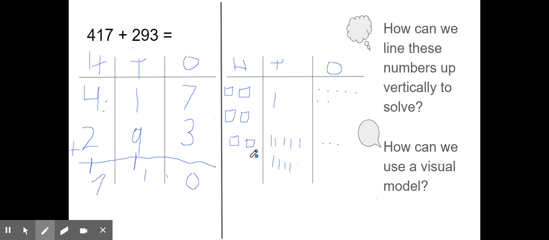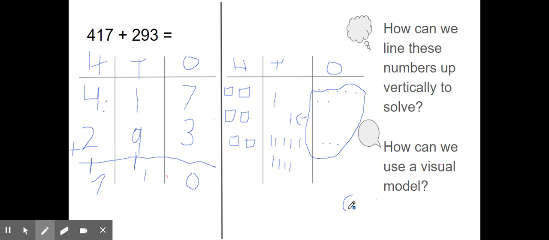Should I start with my hundreds, my tens, or my ones? If you said ones, you're right. Let's count my ones. 1, 2, 3, 4, 5, 6, 7, 8, 9, 10. What do I do with 10 ones? I group them up, I bundle them up, and I move them to the tens place. 10 ones makes a new 10. That means I have 0 ones left.